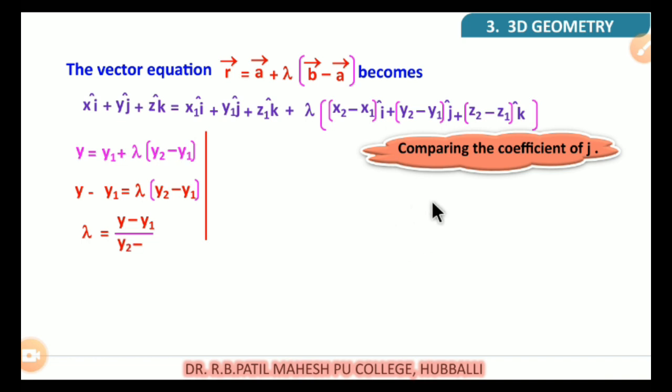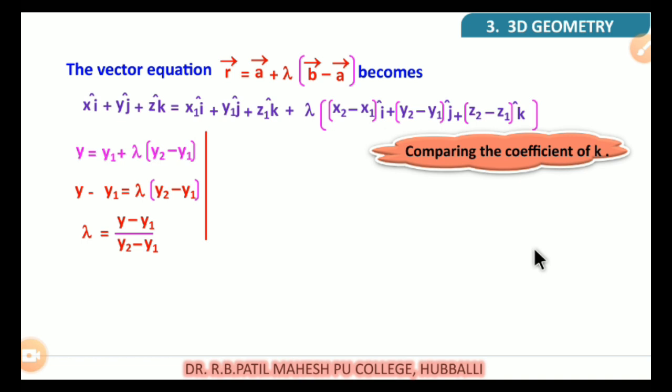Similarly, we can take the next one by comparing the coefficient of k. We have k on both sides. After multiplying by this lambda, we have to compare on both sides. Therefore z is equal to z1 plus lambda into the bracket of z2 minus z1. So transferring this z1 to the left side, it becomes z minus z1 is equal to lambda into the bracket of z2 minus z1.